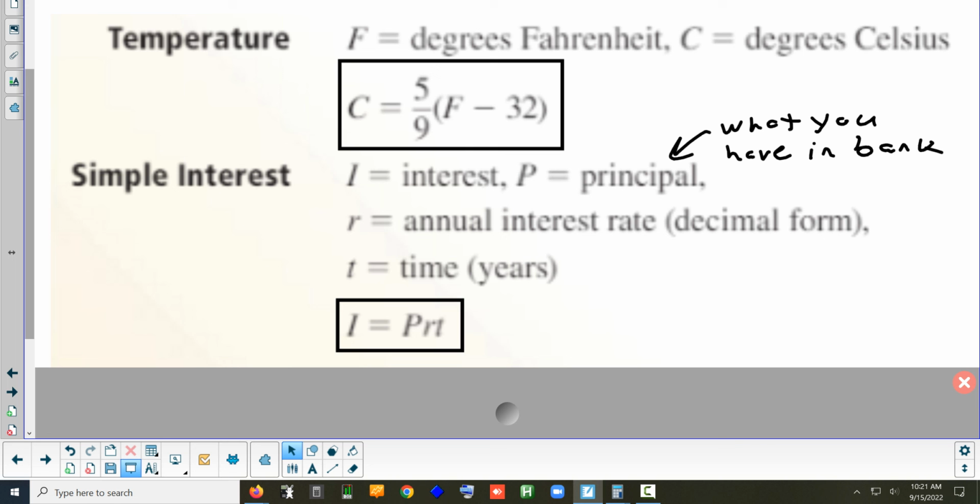So if you opened a bank account with $100, $100 would be your principal. It's how much money you have. And then R is the interest rate that the bank pays. For a savings account right now, it's probably less than 0.1%. It's pretty bad.